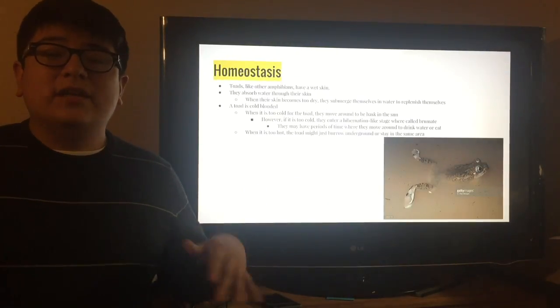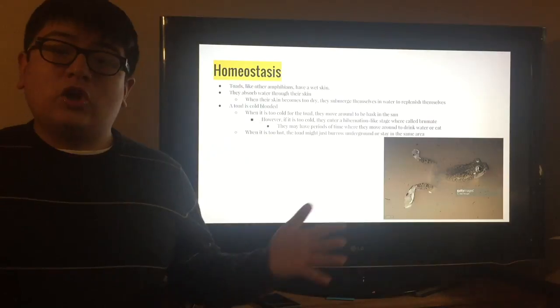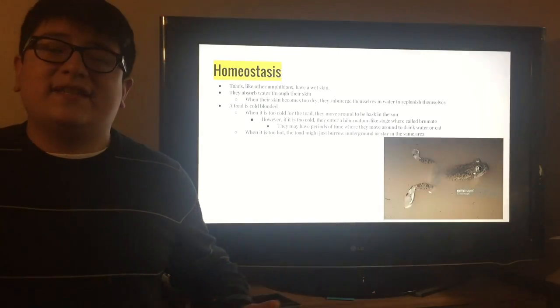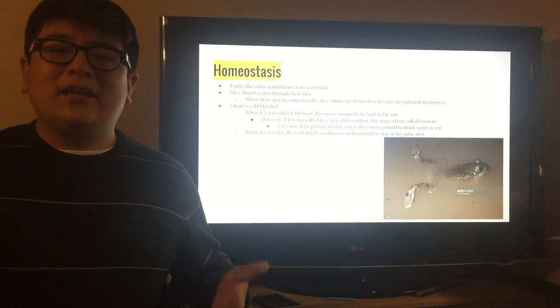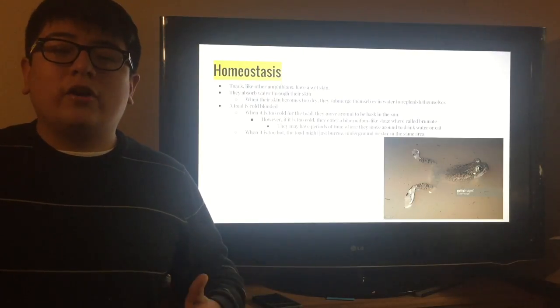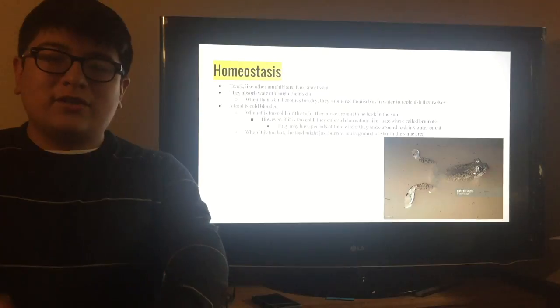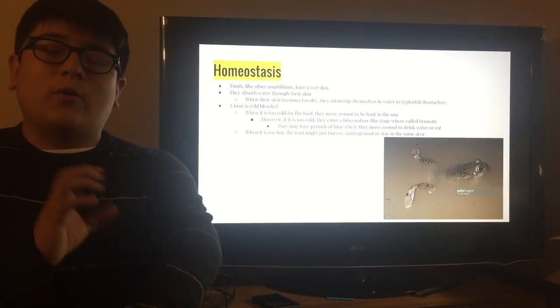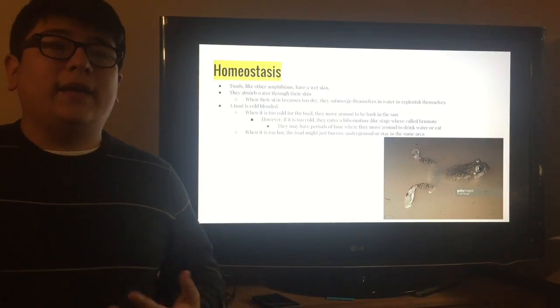So homeostasis. The toad, like amphibians, likes to have wet skin. So when the skin is too dry and the toad needs to hydrate, it may enter water, and through osmosis, the water will contact the skin, and the water will hydrate the body from within.